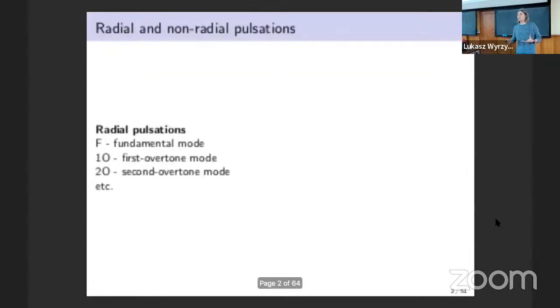So I will be talking about stellar pulsations, and we can divide pulsations into radial and non-radial. In the case of radial pulsations, we have a star that is expanding and contracting periodically, but the spherical shape of the star is preserved. And if the star is expanding and contracting, we talk about the fundamental mode. If there is a node inside of the star, we talk about the first overtone. If there are two such nodes, second overtone, and so on.